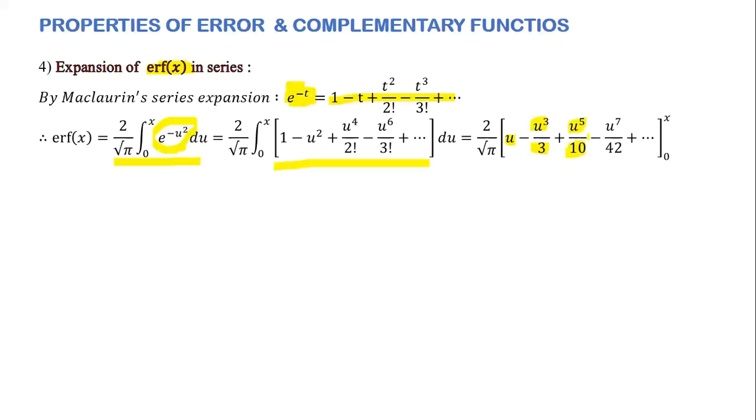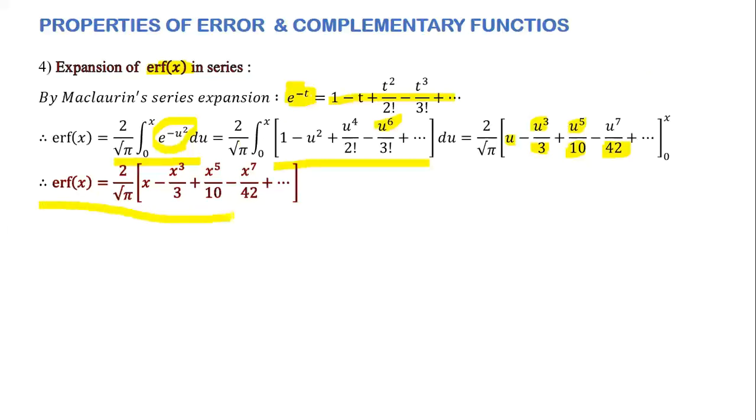Already there is 2 in the multiplication. The integration of u raised to 6 is u raised to 7 by 7. So 7 into 3 factorial becomes 42. Now consider limits are from 0 to x. If you complete this, you will get the series expansion of error function of x as 2 by root pi times x minus x cube by 3 plus x raised to 5 by 10 minus x raised to 7 by 42 plus so on. So this is all about the series expansion of error function.